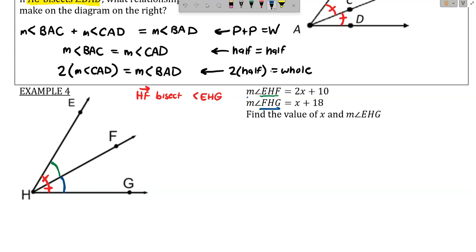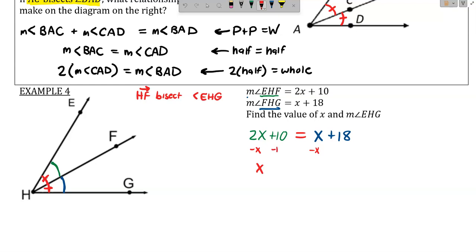They are each half of the entire thing. So ultimately, what we're going to do is take the measure of EHF, which is 2x plus 10, and we are going to set that equal to the measure of FHG. So this is the half equals half situation that we want to use. So now let's go ahead and do the algebra part where we solve this.